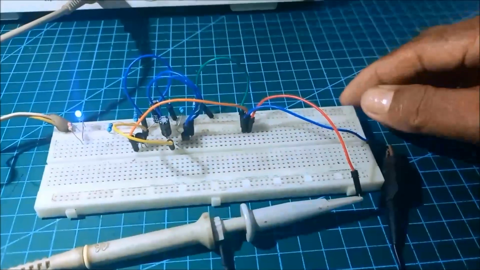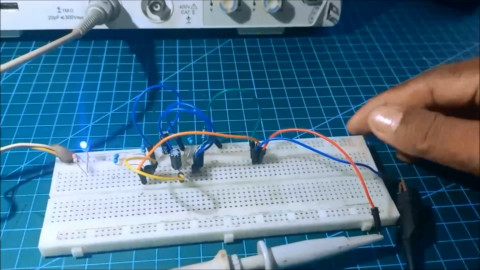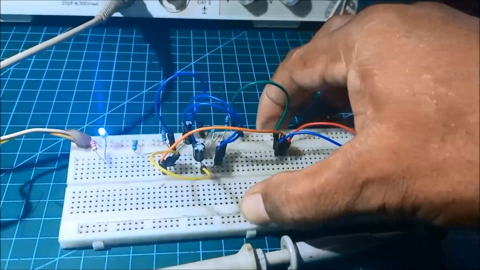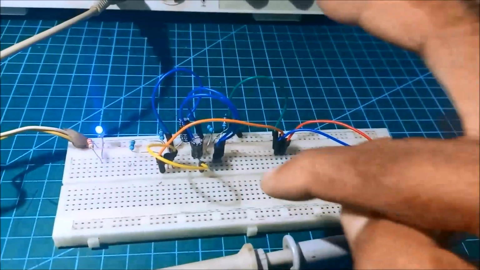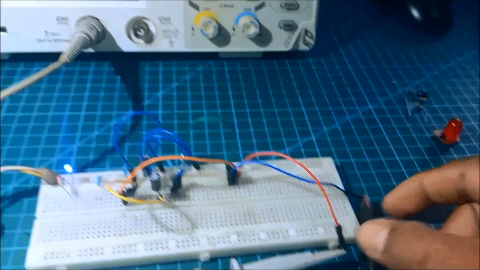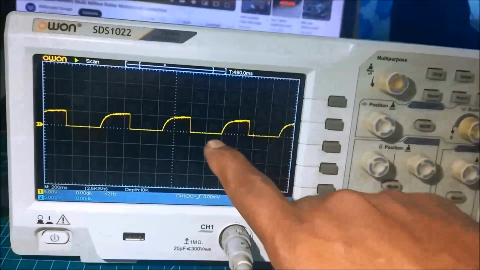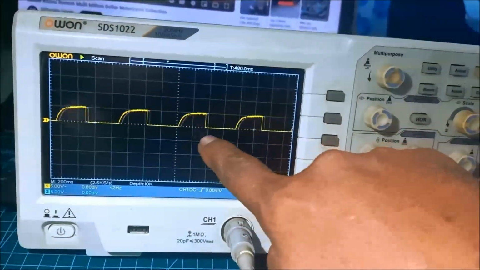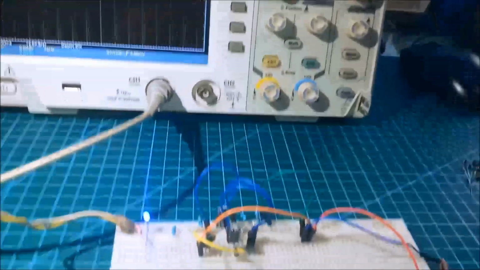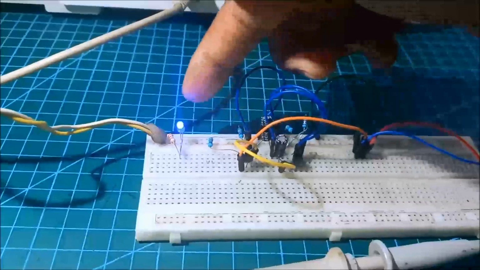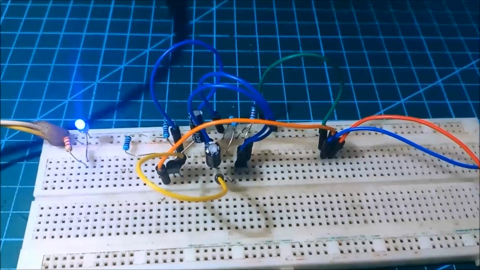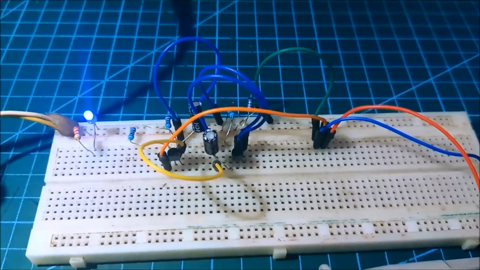About this waveform generator using discrete components, transistor. The output is connected to the oscilloscope. This is the waveform. A waveform generator is created. Power LED. And we are using only discrete components.